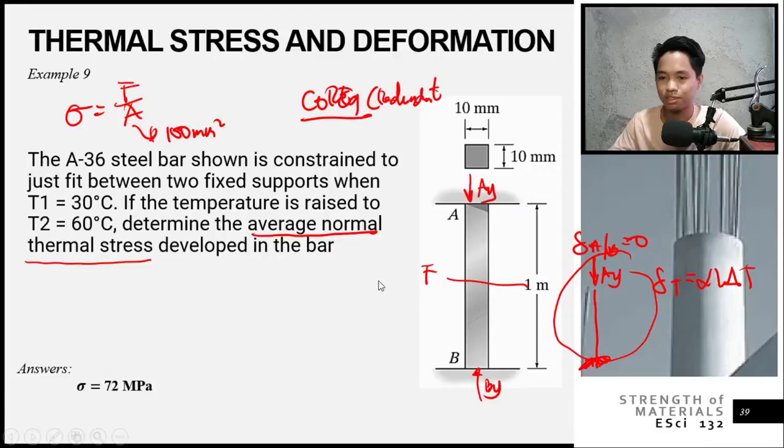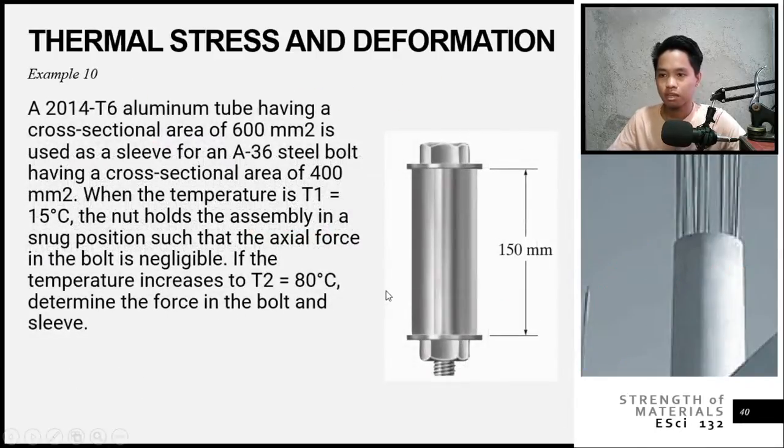Okay, so let's proceed to our next example. A 2014 T6 aluminum tube having a cross-sectional area of 600 mm squared is used as a sleeve for an A36 steel bolt having a cross-sectional area of 400 square millimeter. When the temperature is T1, which is 15 degrees Celsius, meaning the initial temperature, the nut holds the assembly in a snug position, such that the axial force in the bolt is negligible. If the temperature increases to 80 degrees Celsius, determine the force in the bolt and the sleeve.